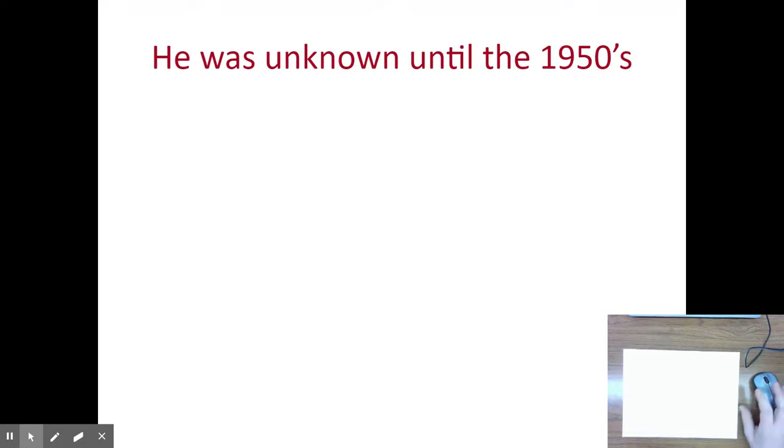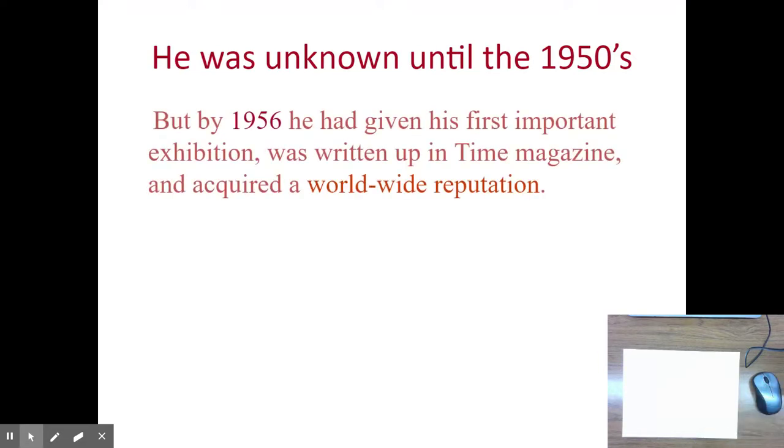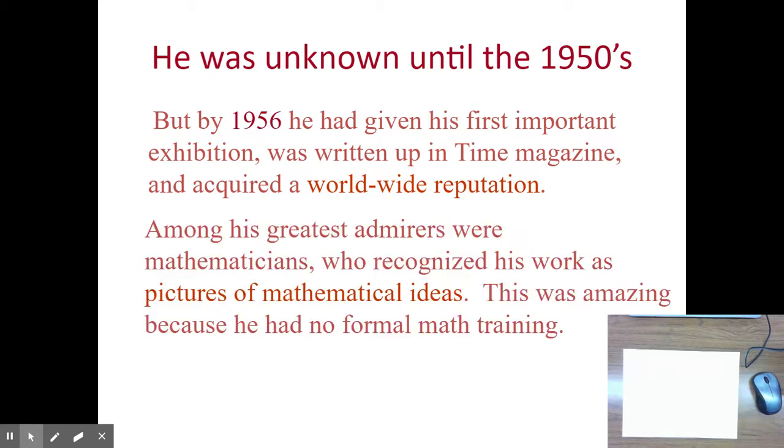Now, he didn't actually become a famous artist until the 1950s. He was born in 1898, and in 1956, so he's almost 50 years old by this point, he had his first important exhibition. His work was written up in Time magazine, and suddenly everyone in the world thought, wow, this guy's awesome. Especially mathematicians, as we're going to see here in a moment.